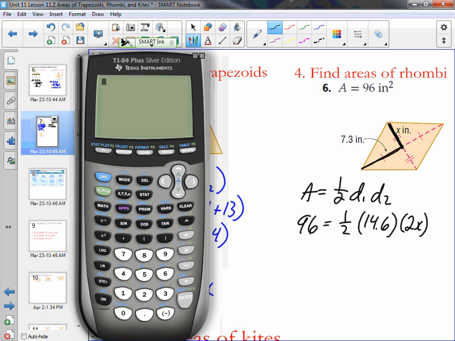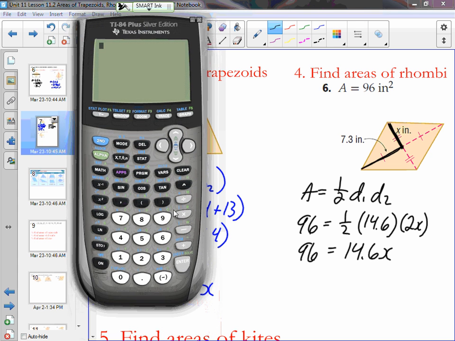Everybody with me on the substitution? All right, so that's actually good news, because the 1 half times the 2x is an x. So I get 14.6x. And I just have to divide. 96 divided by 14.6. And to the nearest hundredth, what is that? 6.58. And we'll go ahead and say inches to the nearest hundredth.